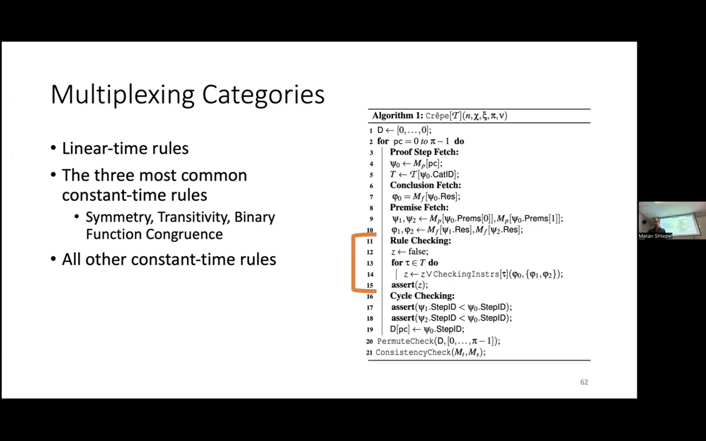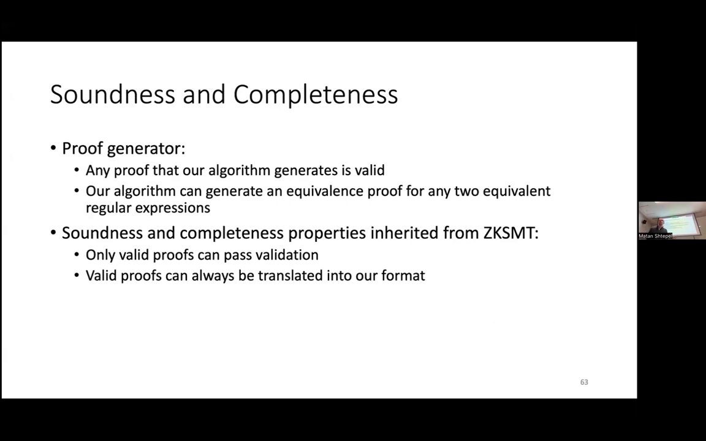There are also some soundness and completeness guarantees that we have for CRAPE that we should discuss. For our proof generator, we know that any proof that our algorithm generates is valid, and that our algorithm will successfully generate an equivalence proof for any two equivalent regular expressions. For the proof validator, we inherit some soundness and completeness properties from ZKSMT. Only valid proofs can pass validation modulo some negligible probability of our commitment scheme failing, and also valid non-cryptographic proofs can always be translated into our format, provided that we have support for the theories used.